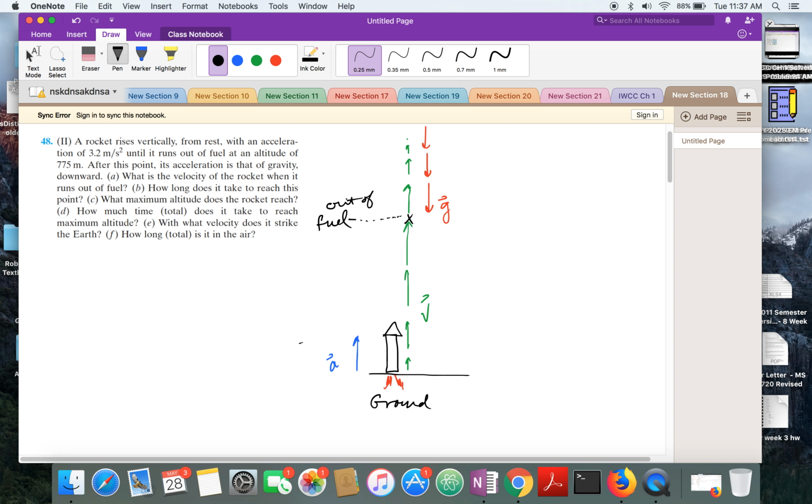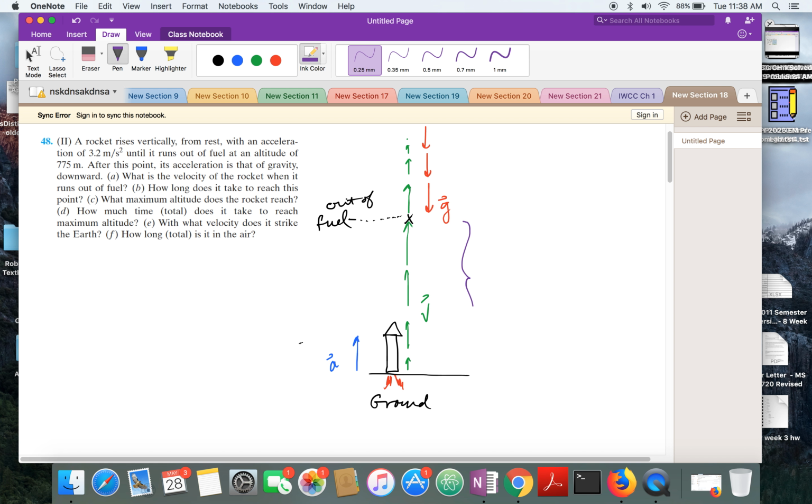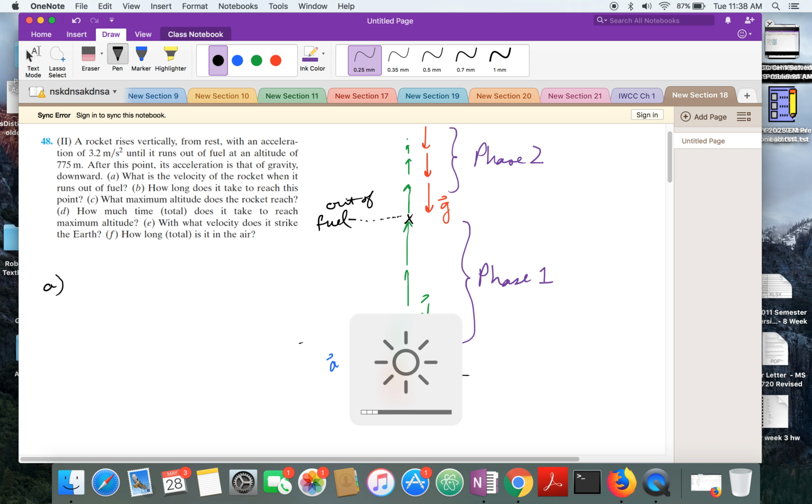So now let's work through this. What is the velocity of the rocket when it runs out of fuel? We want to know what the velocity is right here. We'll break it up into phases. I'll call this part phase one, and this part here phase two. That's a pretty good way of segmenting it. For part A, we're only interested in phase one, so let's look at part A, phase one.